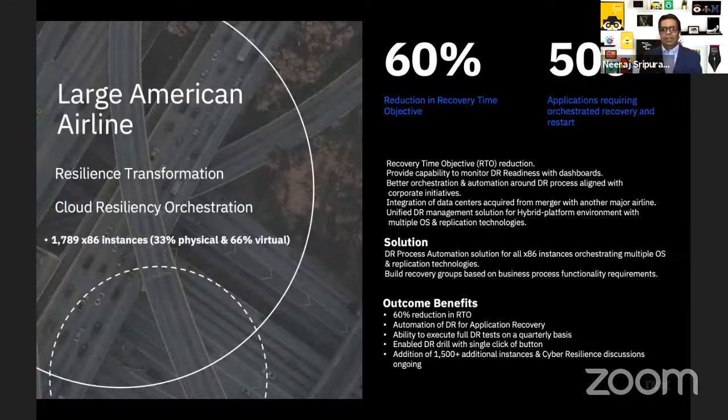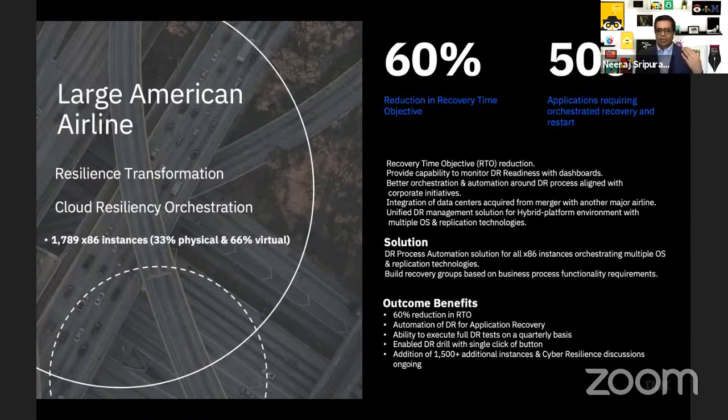Here's a second example that I want to share. A large airline company that we're working with. This is a resiliency example. And the reason I chose a resiliency example is because I think today, more than ever, the importance of the business being available to the end customers is very important. And that's where I think resiliency enabled by cloud is the critical success factor.